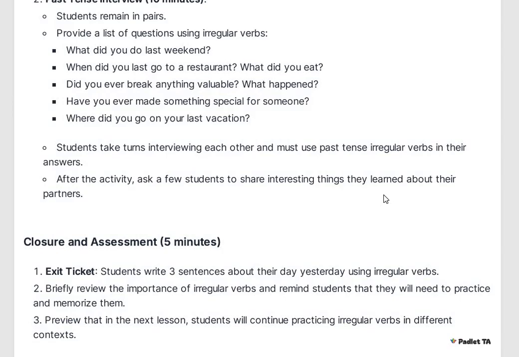Students take turns interviewing each other and must use past tense irregular verbs in their answers. After the activity, ask a few students to share interesting things they learned about their partners.